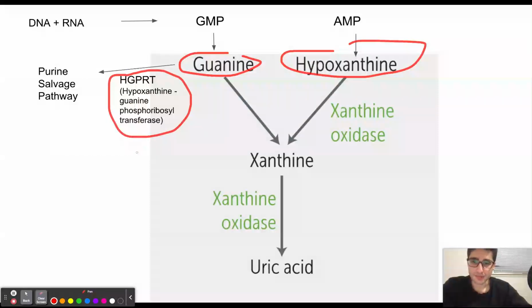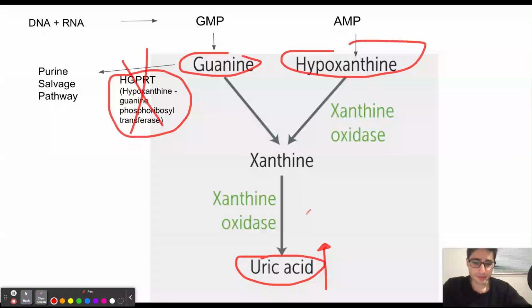with Lesch-Nyhan syndrome. Because this enzyme is deficient in patients with Lesch-Nyhan syndrome, we're not going to be able to salvage guanine and hypoxanthine. So as a result, guanine and hypoxanthine are going to be converted into uric acid. Ultimately, we're going to have high levels of uric acid, which is going to cause the symptoms that patients with Lesch-Nyhan syndrome experience. So patients with Lesch-Nyhan syndrome are going to be experiencing hyperuricemia.